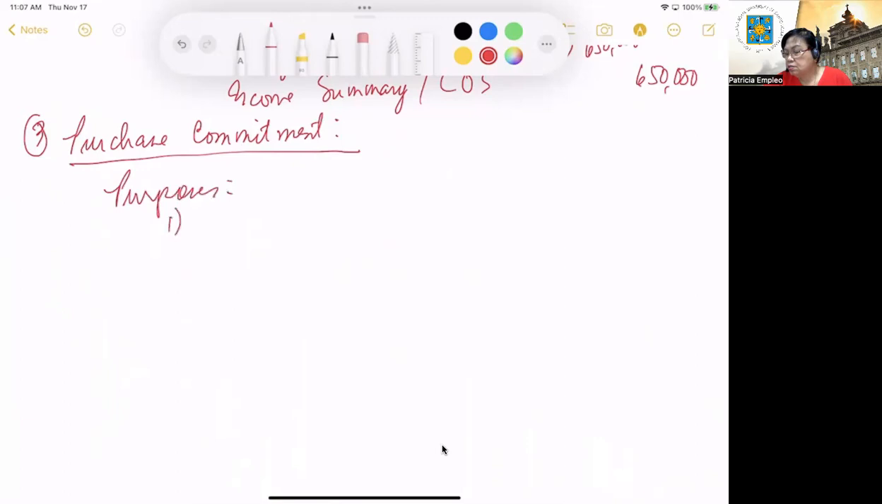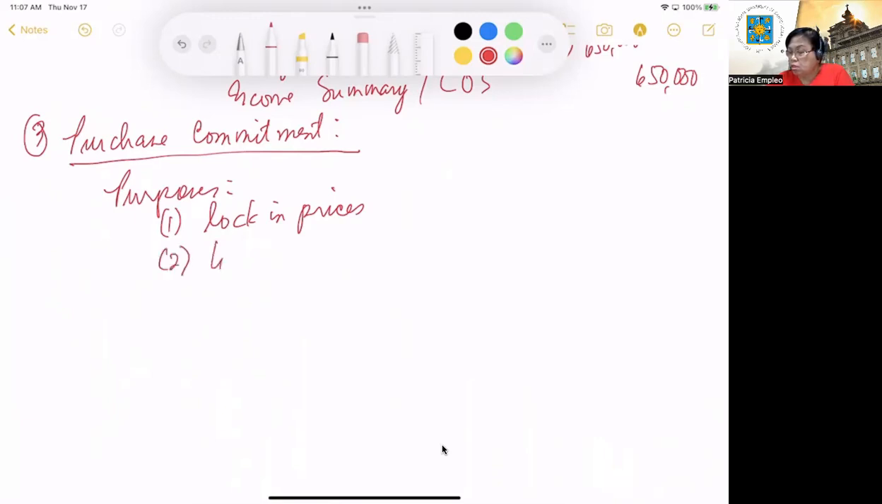This may fall under any of these purposes. One, to lock in prices. So you are anticipating that prices of commodities will go up. So as early as now, if you don't have enough space in your warehouse, you are not to buy now, but you are to buy later. However, you are to lock in prices now in anticipation of increased prices. So that may be done.